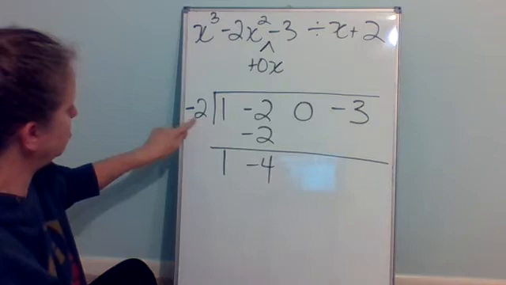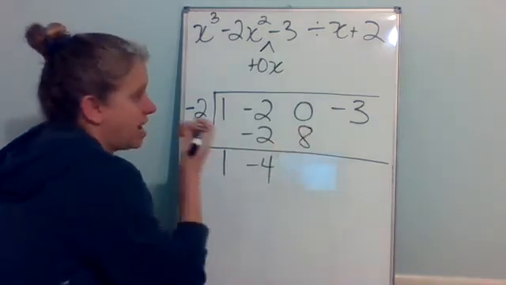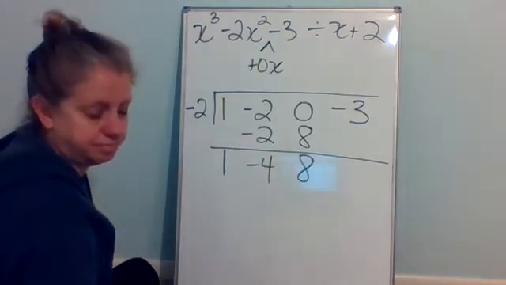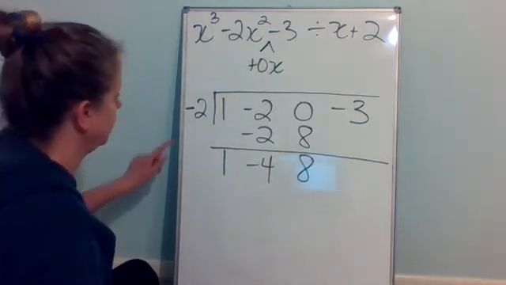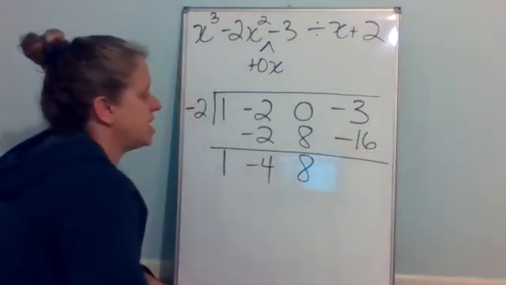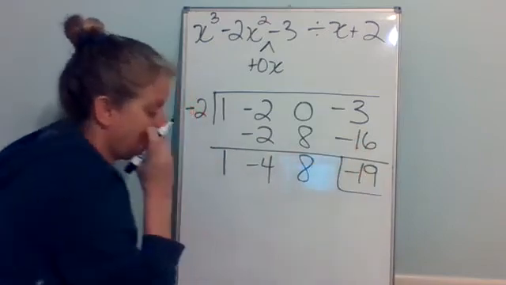So my next step is to multiply. -2 times -4 is +8. Add that straight down to get 8. -2 times 8 is -16. So when I combine these, I get -19.